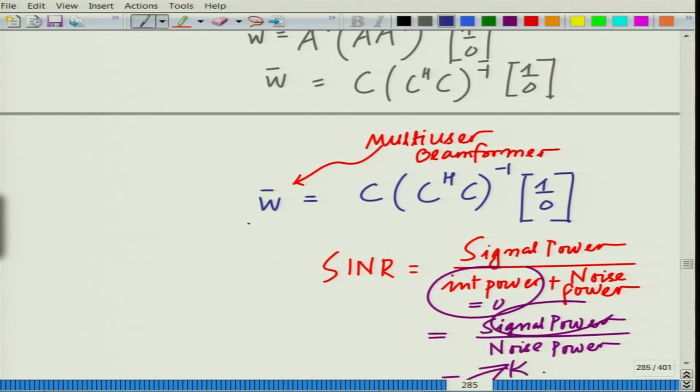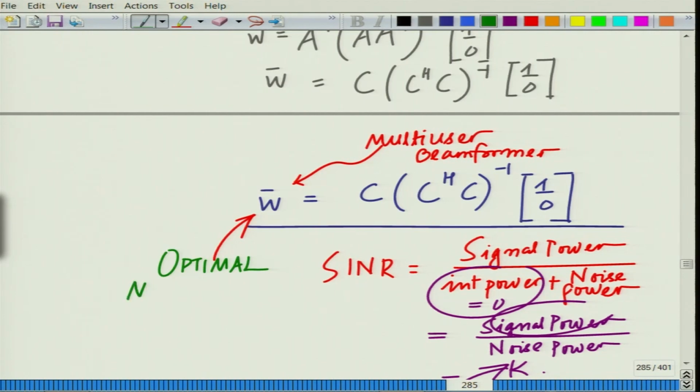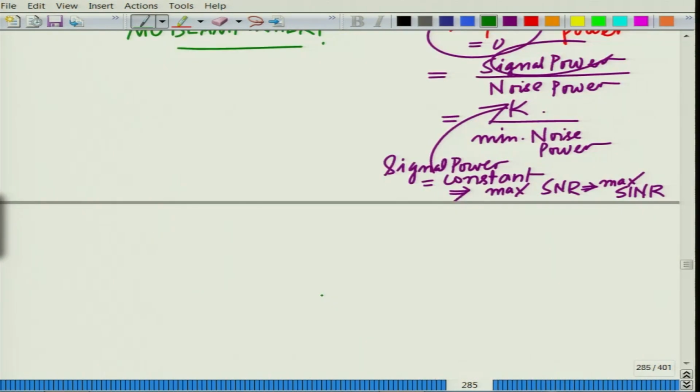You can think of this as the optimal multi-user beamformer. Optimal MU, that is multi-user beamformer. That is what your W bar is. As usual, let us do a simple example to understand this.